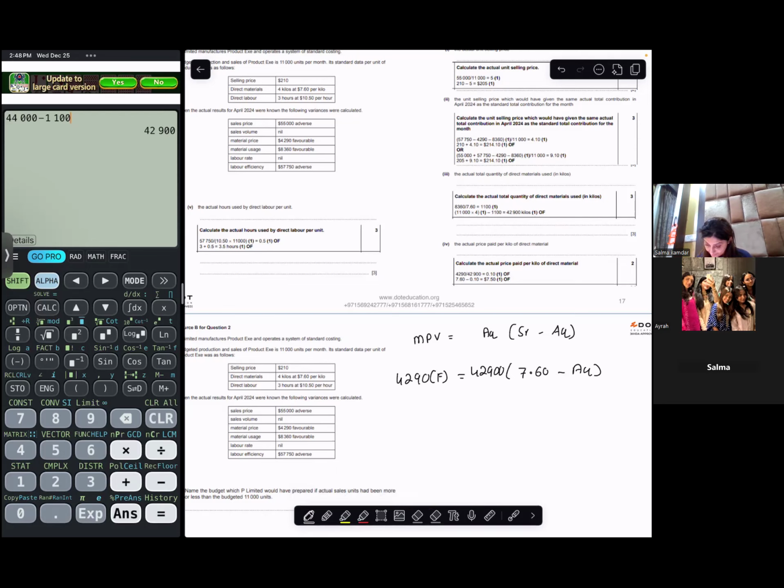Is it something like this? So it comes up to how much? How do you solve this? Tell me. You will do 4290 divided by 42,900. You will get 0.1.